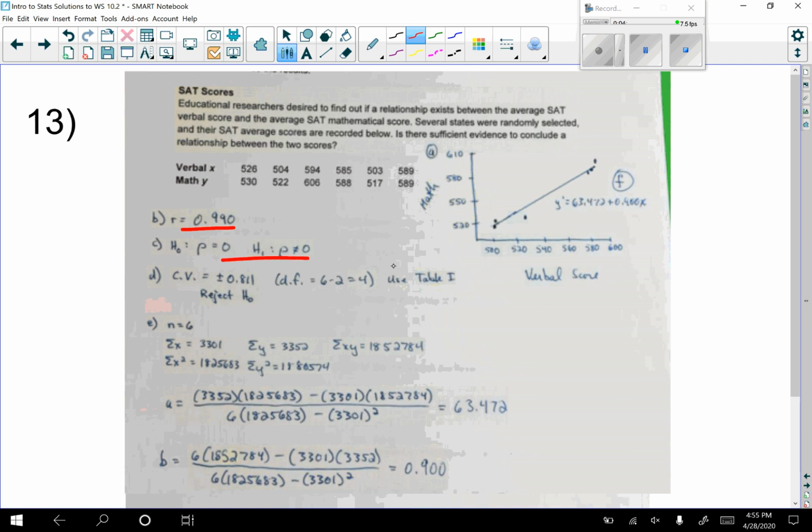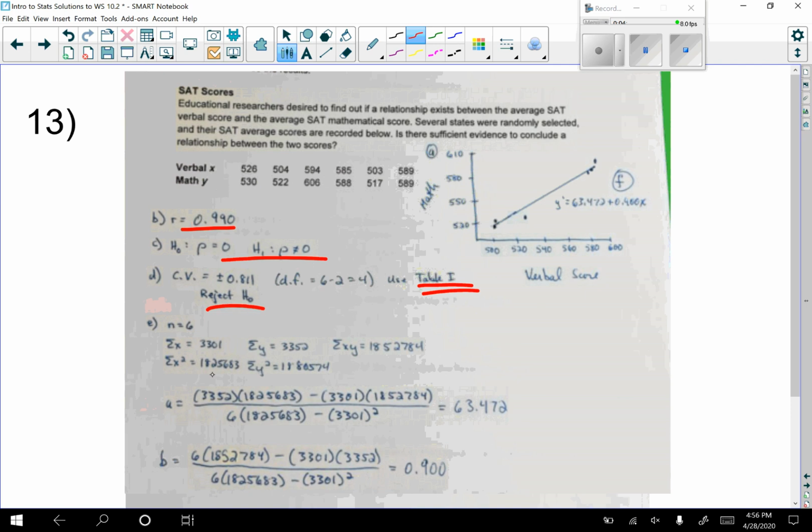Notice I did state the null and alternative hypotheses. Now here I just use table I. That's, again, my preferred method with this. I think it's a lot quicker. Degrees of freedom are 4. And if we were to draw this out on our number line, our critical values with r being 0.990 is going to fall in that critical region. So our decision is to reject the null hypothesis.